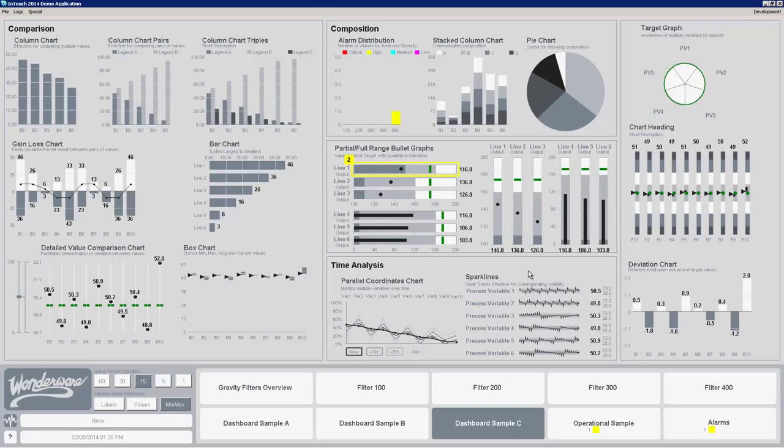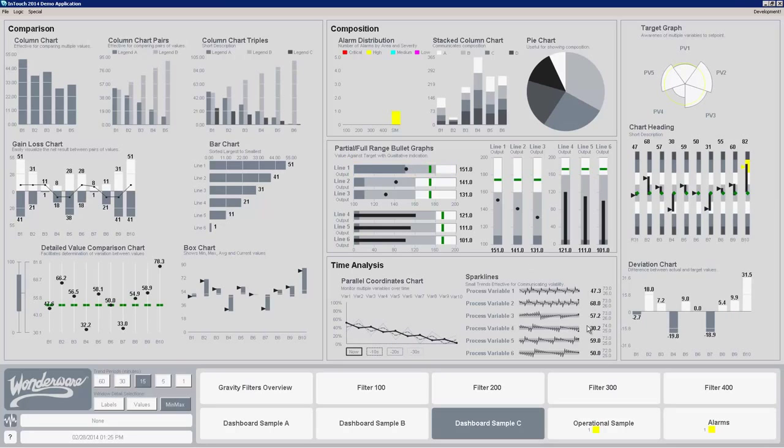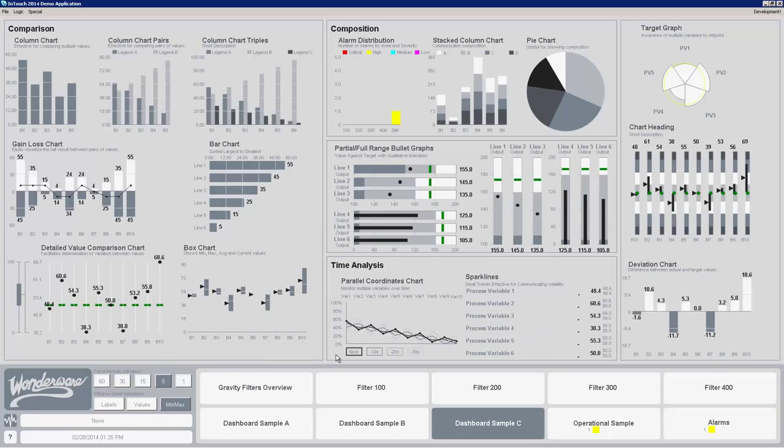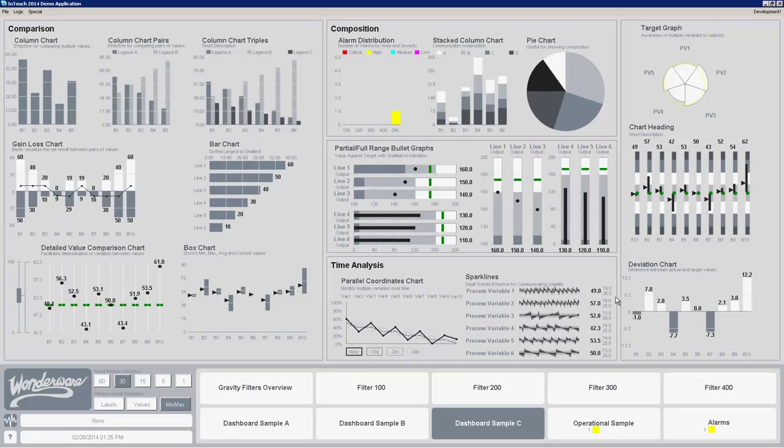Spark lines I cover a bit in the trending video, which was the previous video that I posted on situational awareness. You can get more details around spark lines there, but here you can see that I can quickly change and adjust the duration or the period of my spark line as I see fit.